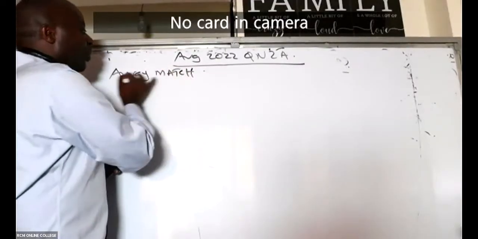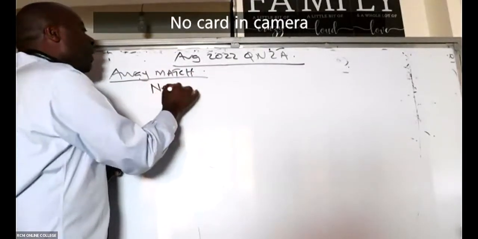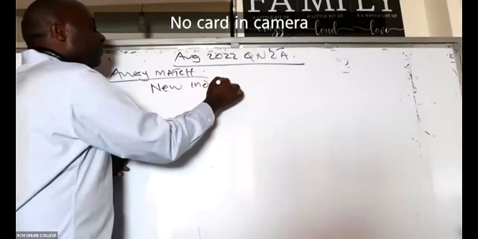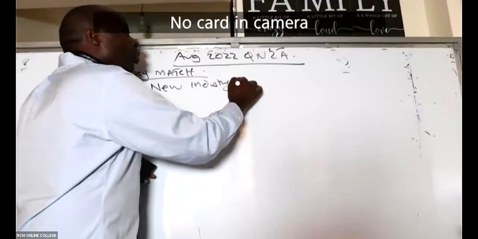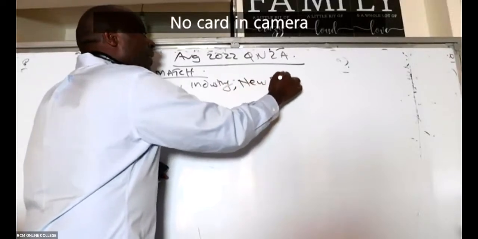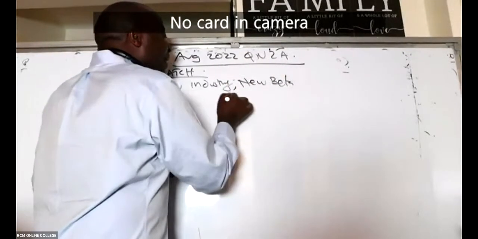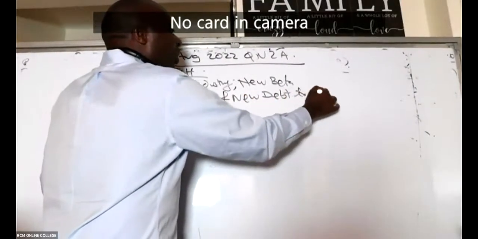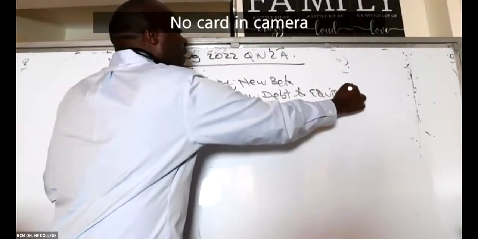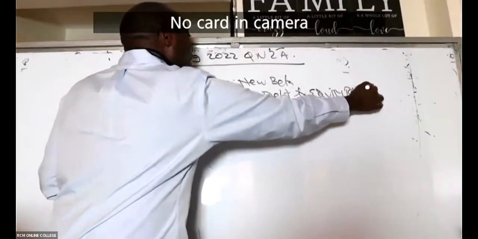What do you mean, Mwalimu, with this? Away match, you go to the new industry first. So new industry means what? That you use the new beta given, and the new debt to equity ratio. Everything should be new. You should start with the new industry.